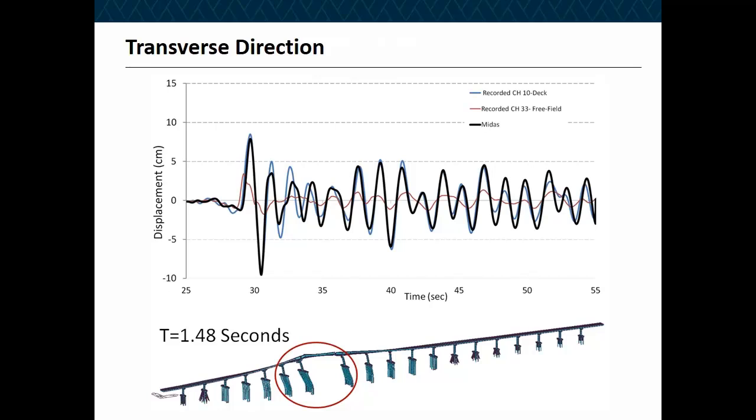Now it's interesting also to know that if you look at the two peaks of the recorded motion, peak to peak, the period of the structure, which is peak to peak, will basically give you the predominant period of the structure, which is about 1.48 seconds. And the number I get from Midas for the fundamental period in the transverse direction is 1.46 seconds. That's what I got from Midas. And if you look at the recorded motion, it is about 1.48 seconds.